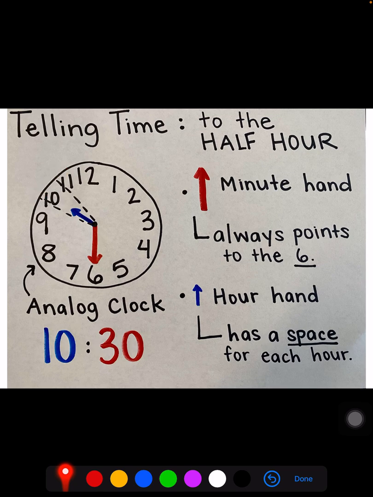We also learned that the hour hand has a space for each hour that it travels in between. Even if it's not pointing directly to a number, it's still within that hour until it reaches the next number.